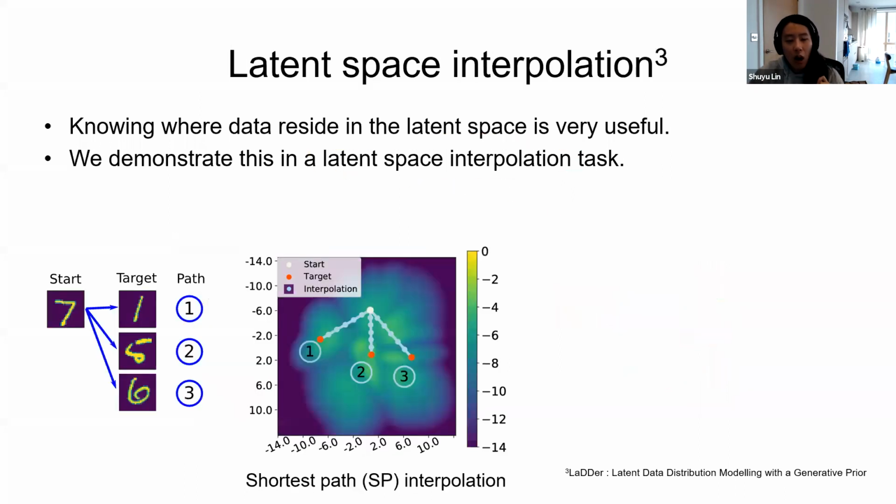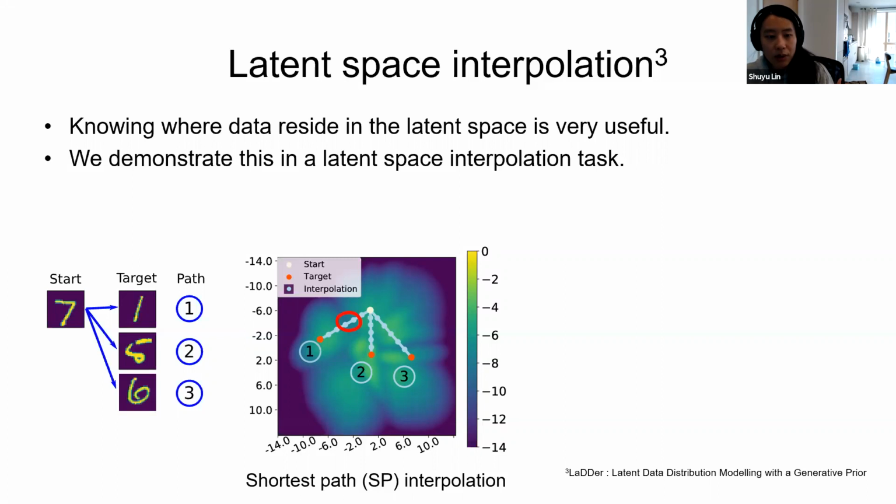Oftentimes this traversal task is done by a linear interpolation. We find where the feature vector of 7 is in our latent space, and we find where the target image is in our latent space. Then we draw a linear path between these two feature vectors, equally divide the path, and that gives us a traversal between the two samples. The problem with this approach is that it ignores where your data actually resides in the latent space.